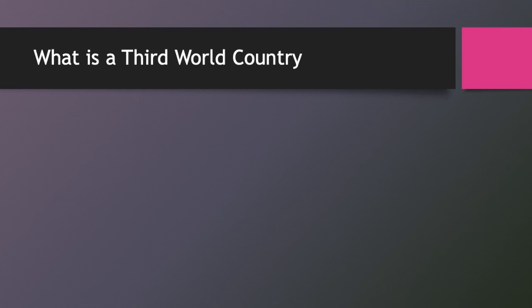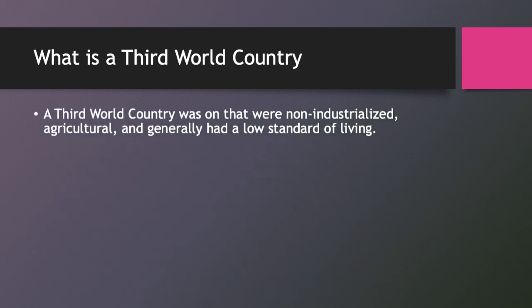All right, next up, what is a third world country? Well, remember we talked about this, but the definition that we're looking for is that they are non-industrialized, they're typically agricultural in nature, and they usually have a low standard of living. Some of those standards of living, like in Africa and those third world African nations, some of the people during these time frames were living on less than $1 a day. So pretty rough times in those parts of the world.